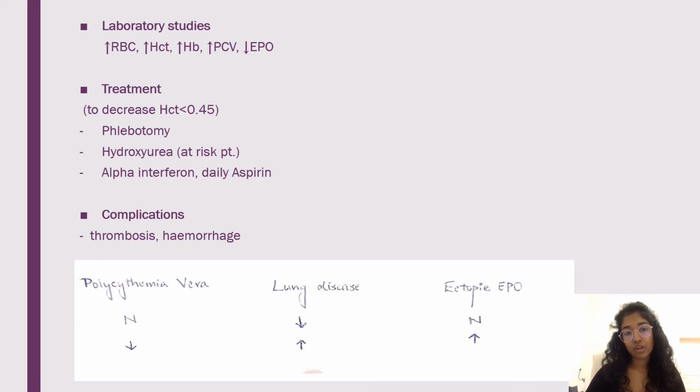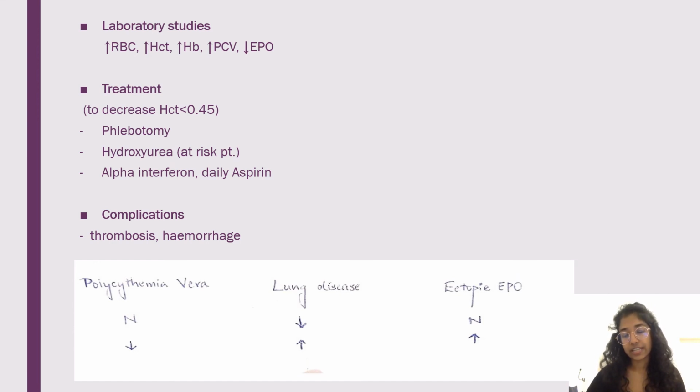In the case of polycythemia vera, the oxygen saturation will be normal because there is no problem with respiration or anything like that. In the case of lung disease, such as COPD, you'll have problems with air respiration, breathing, and as a result your oxygen saturation will be less, whereas in ectopic EPO, again in the case of carcinoma, you'll have the oxygen saturation being normal.